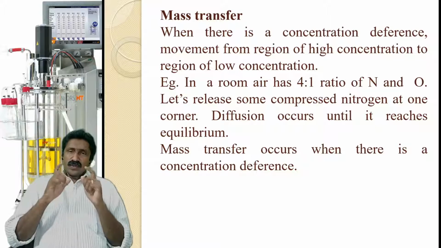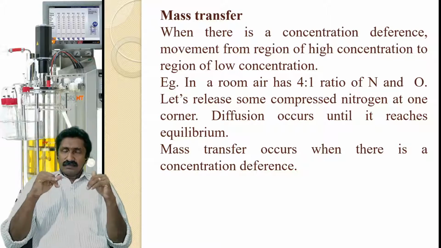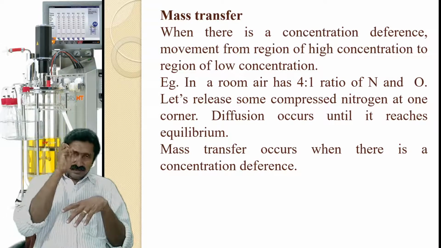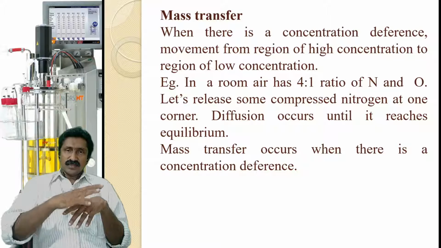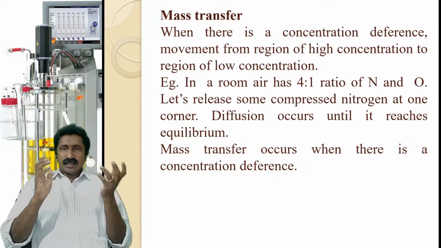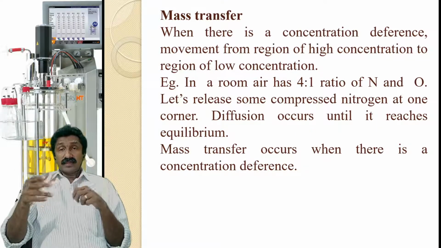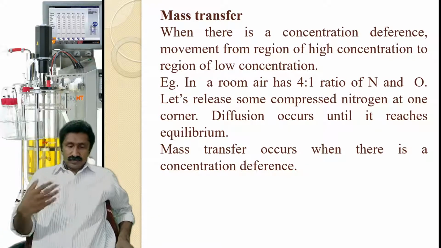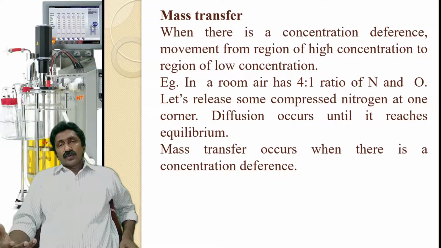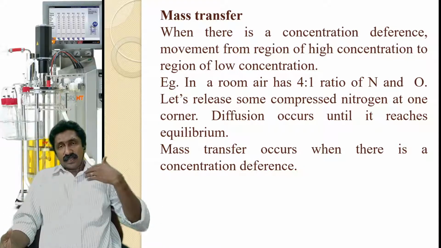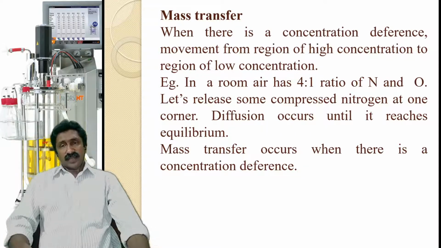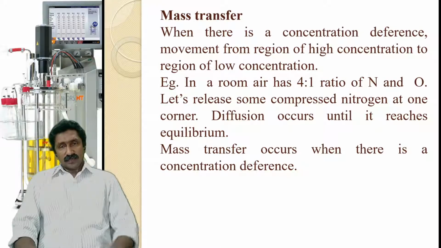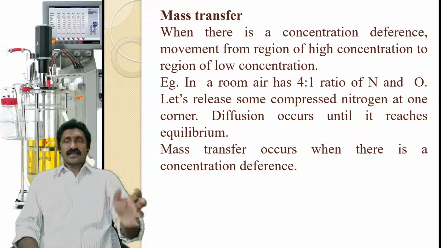Diffusion occurs until it reaches equilibrium. When equilibrium is attained, the additionally released nitrogen is uniformly distributed throughout the room, and maybe you will have another ratio, like 3:1. Sorry, 4:2 or 2:1, something like that. So if you release a high quantity of nitrogen into the room, you will have a ratio other than 4:1, and that will be uniformly distributed until it reaches equilibrium.